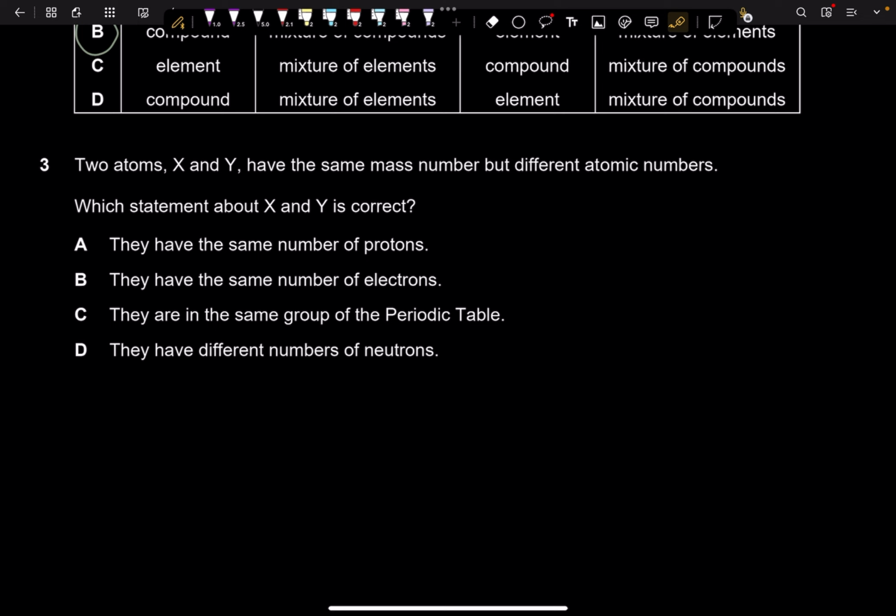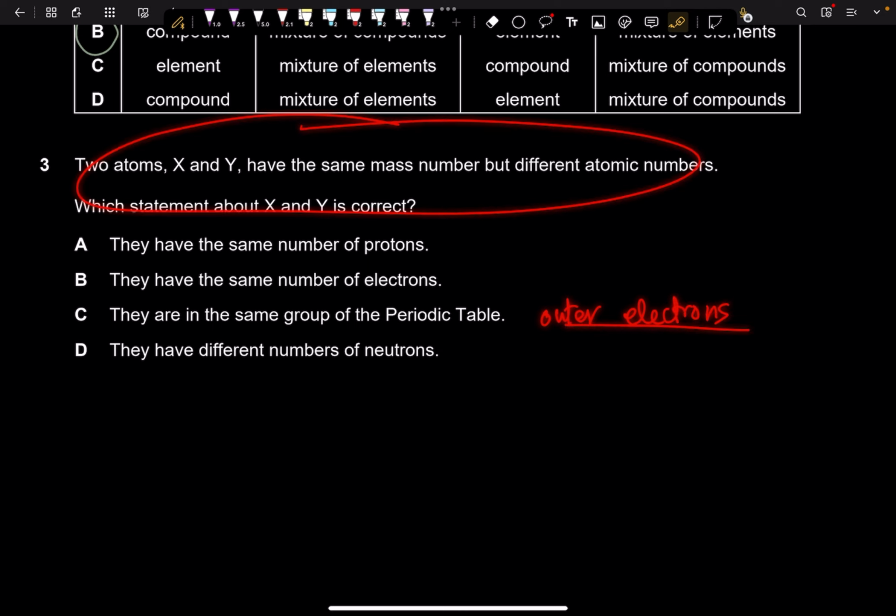They have different numbers of neutrons. Acha. They are in the same group of the periodic table. Let's read the statement to know how we know about the group number. X and Y have the same mass number but different atomic numbers. How can this tell us about the group number? Group numbers are from your outer shell electrons. They basically tell about the group number. So this statement is insufficient to tell us about the group number.